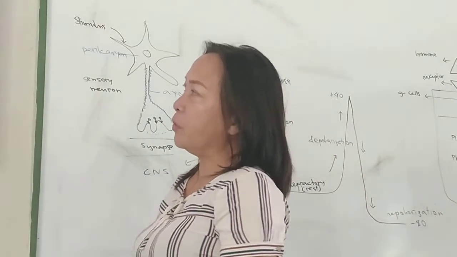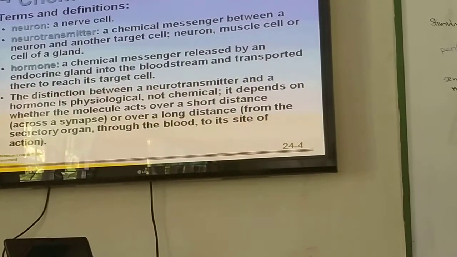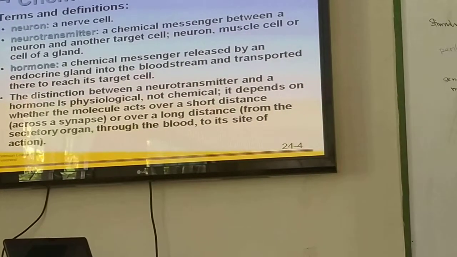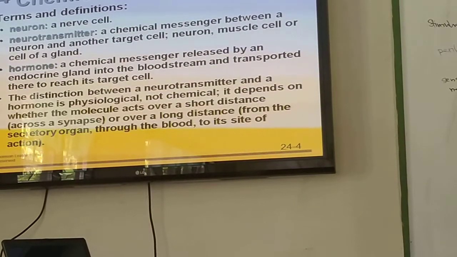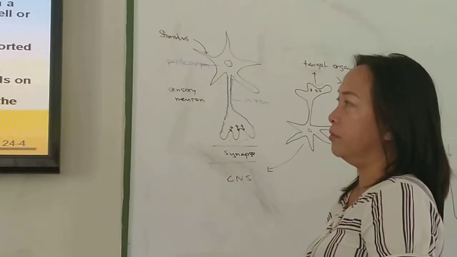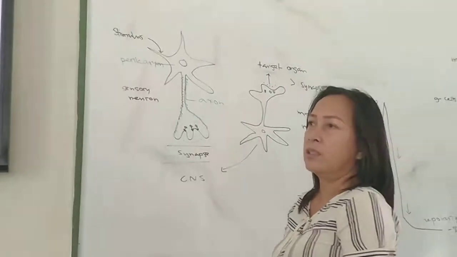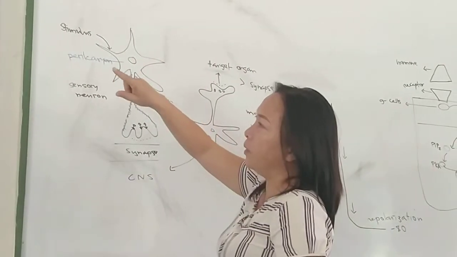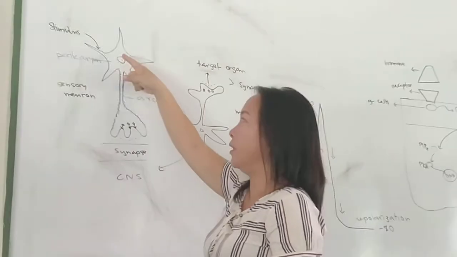So you have neurotransmitter, what is that? It's a chemical messenger between a neuron and another target cell. It could be a neuron or muscle cell, or maybe any cell of the gland. So where is it located and where is it synthesized? Say for example, the neurotransmitter is synthesized in the cell body or the perikaryon.